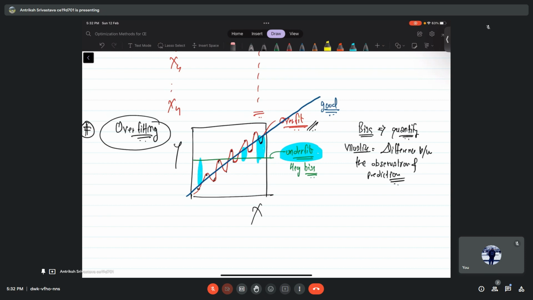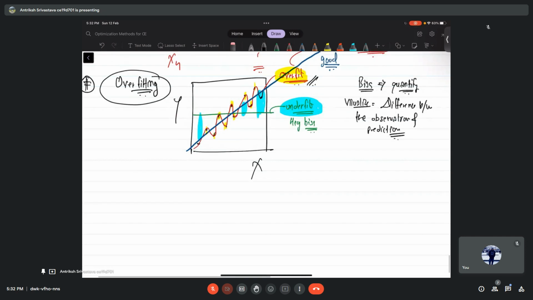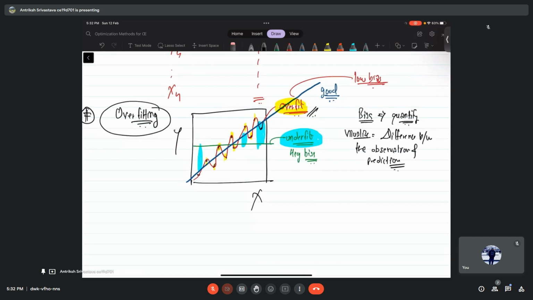You see here that the overfit model doesn't show much difference between the prediction and the simulated value, because it is passing through all the points. So it is having low bias. Okay, now, and this good model, it has some bias and some variance. So there exists some difference for the good model, right? So it is having some bias, but it is not too much.